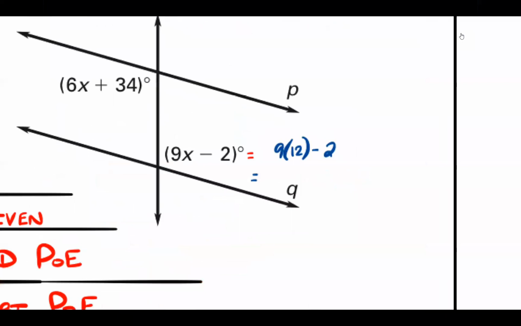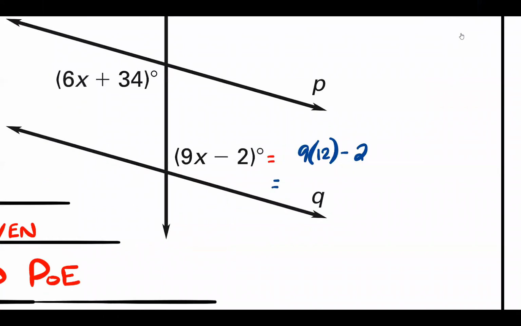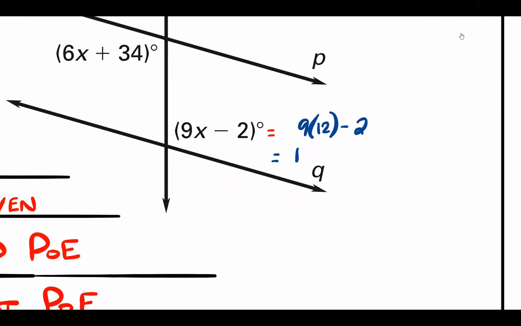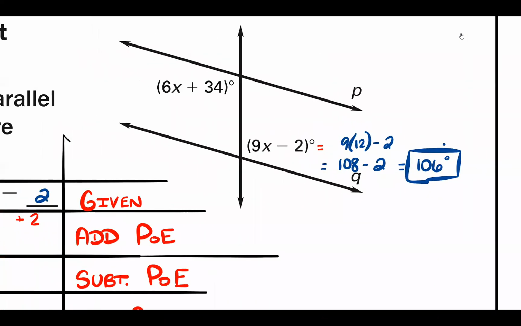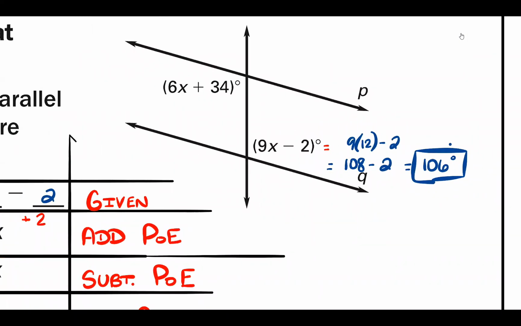All right. 9 times 12 is 108. Easy, easy. There's no need to get hostile. So 108 minus 2 gives me 106. 106 is my right angle. 6 times 12.